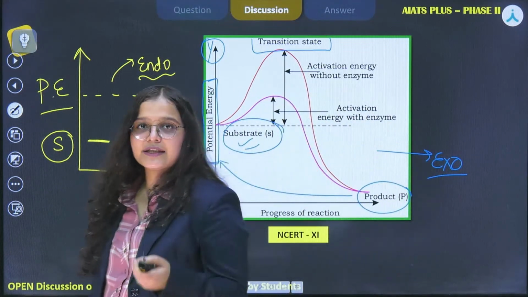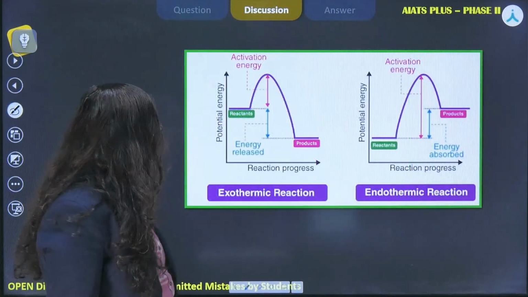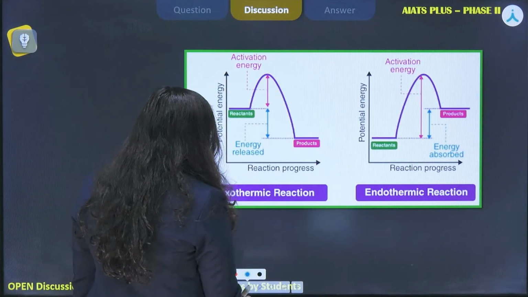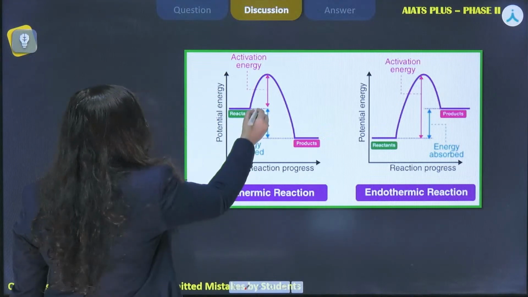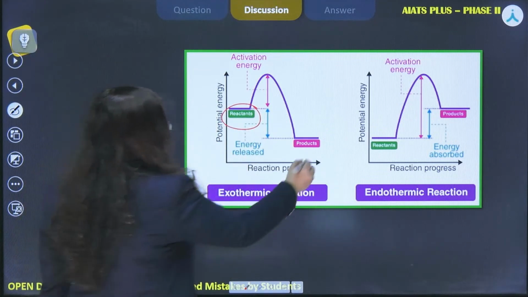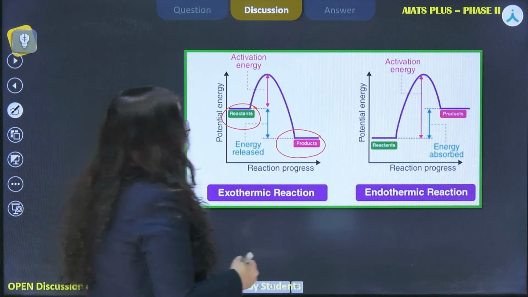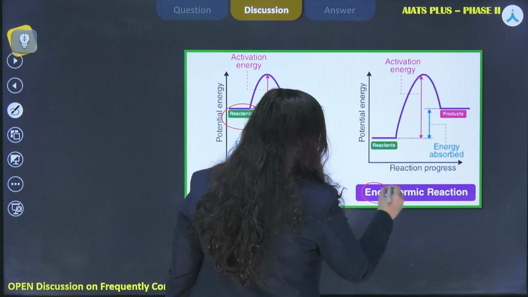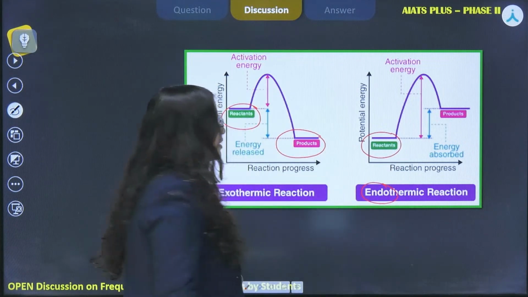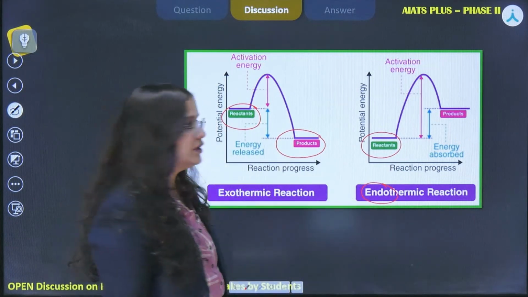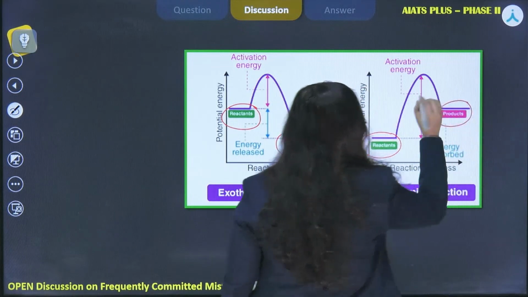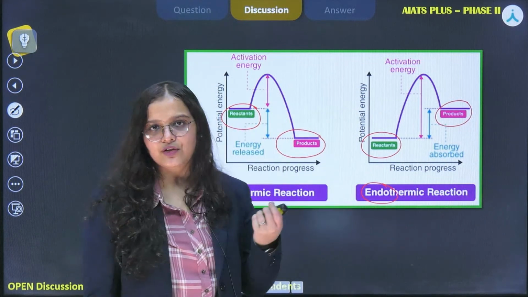So for better clarity, we can have a look at this figure. My first figure represents an exothermic reaction. We have a reactant here and we have the product here at a lower energy level. Whereas in the endothermic reaction, we can see we have our substrate at a lower potential energy level, whereas our product is at a higher energy level.